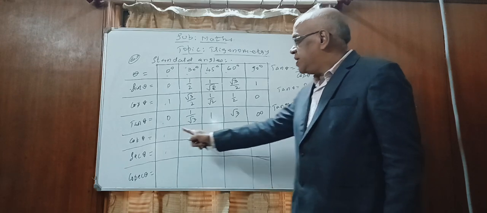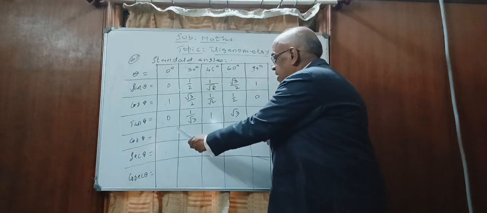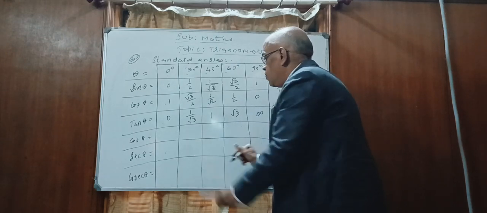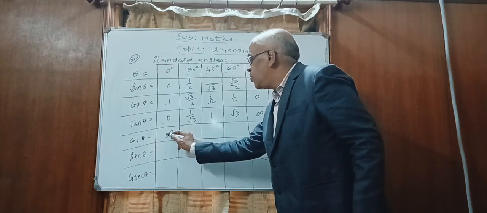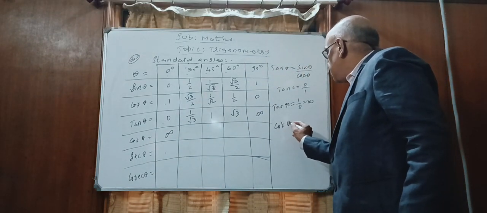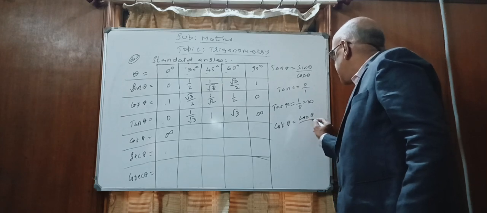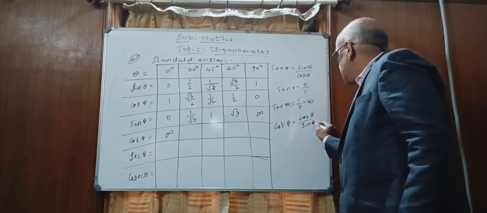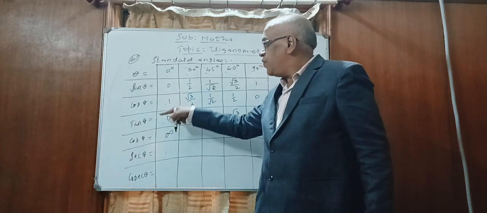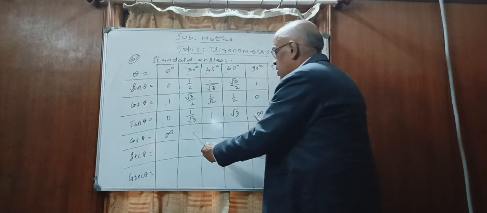What is cot 0? It is equal to tan 90. Tan 90 is cot 0. What is that? Infinity. Because what is cot? After the reciprocal, the quotient ratios, cot is cos by sin. What is cot? Cos by sin. So 1 by 0, infinity.